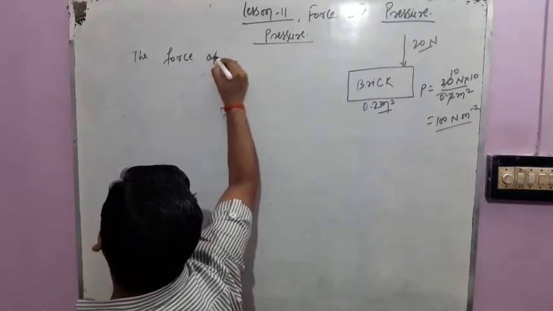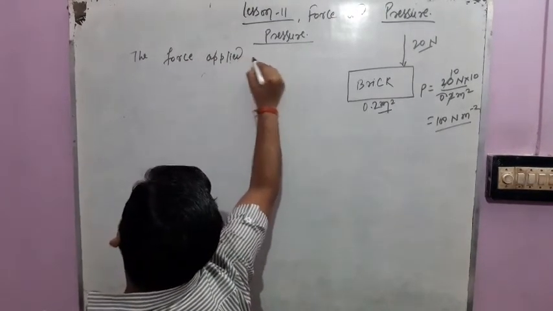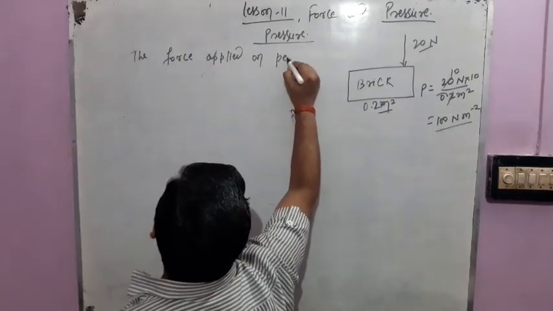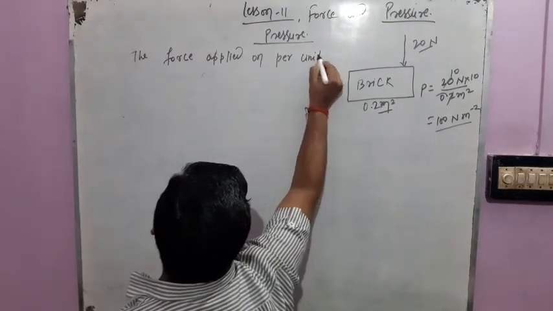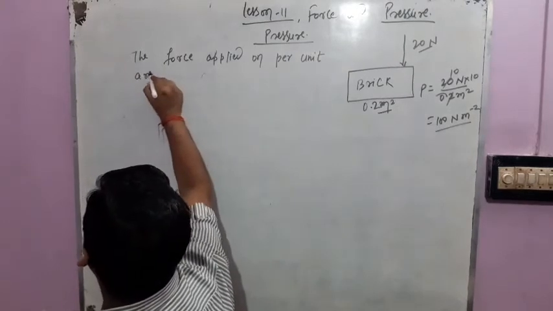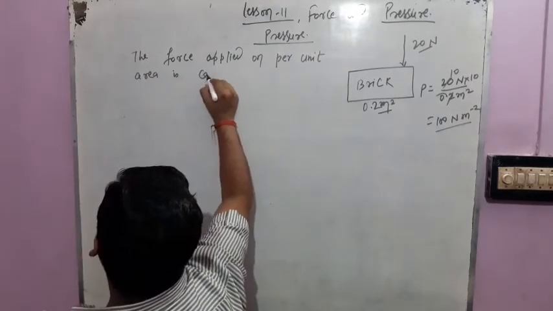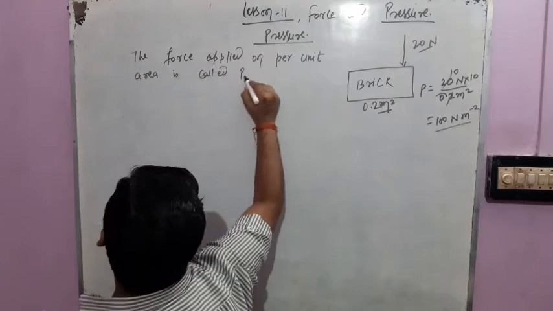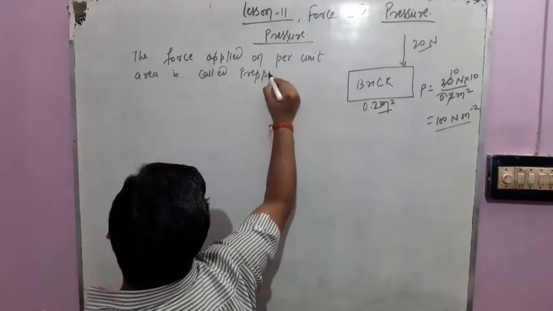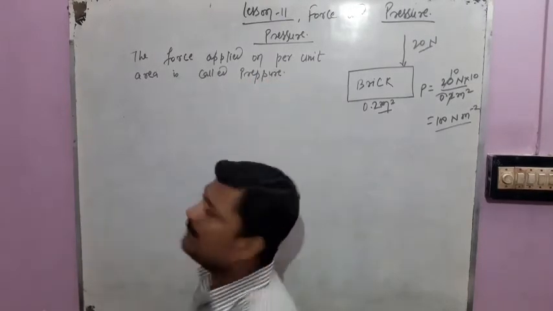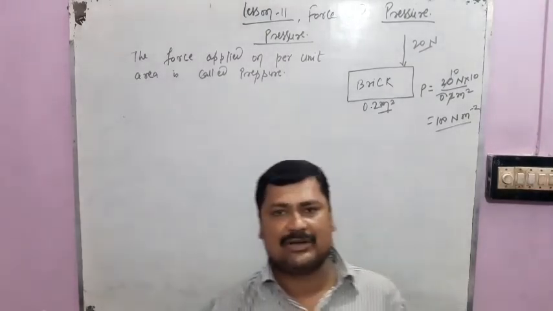The force applied on per unit area is called pressure. Okay. The force applied on per unit area is pressure.